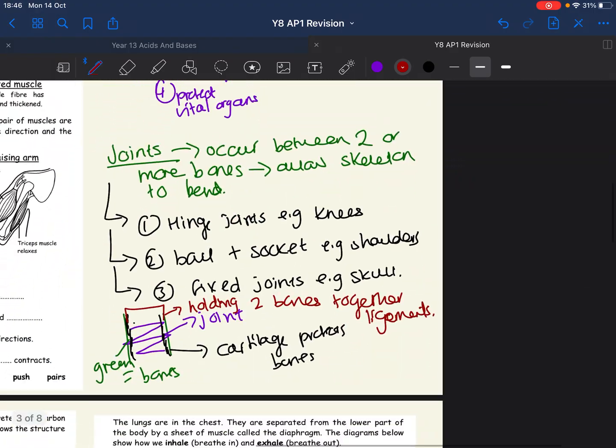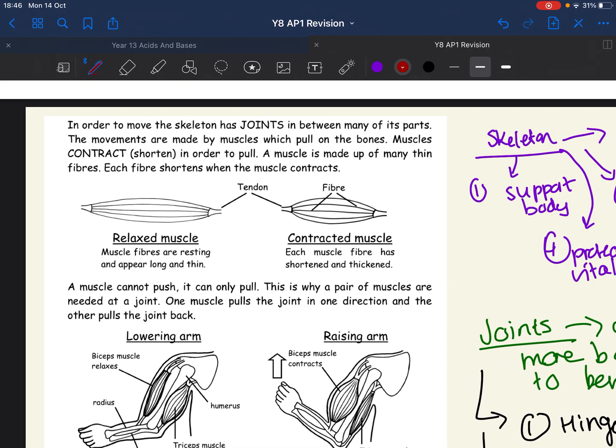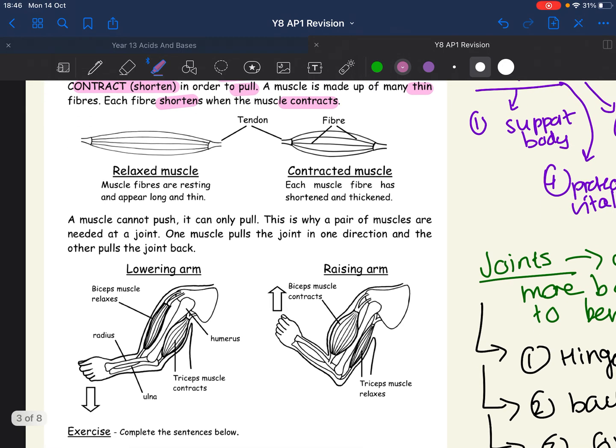The next thing we're going to be looking at is the different types of muscles. We've done this first part, so that is done. Joints. We're now going to look at muscles. The movements are made by muscles which can pull on the bones. Muscles contract, which means shorten, in order to pull. A muscle is made up of many thin fibers, and each fiber can shorten when the muscle contracts and extend when the muscle relaxes. So this here in this diagram, this is the fibers.